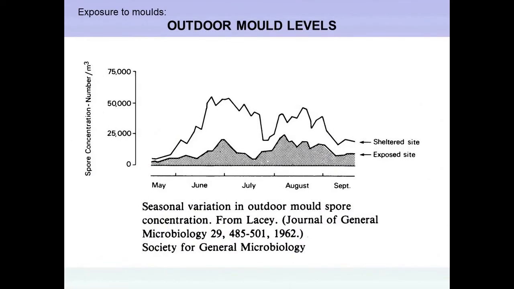So, what about exposure to moulds? Outdoor mould levels. Well, all one has to do is pass a field where they are haymaking during the summer and then measure moulds in the atmosphere there. But here's an example: seasonal variation in outdoor mould spore concentrations. And we are looking here at spore numbers at times of 50,000 in the sheltered areas, and even in the unsheltered or exposed areas, they're 25,000 spores per cubic metre. You don't get that in a building.